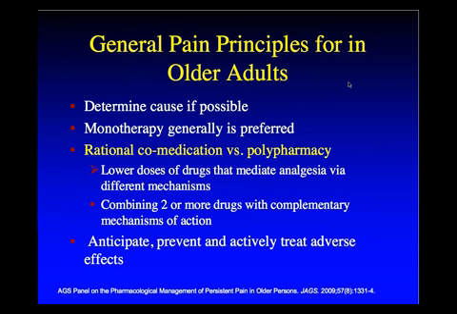Rational co-medication is really combining lower doses of drugs if monotherapy is not working, so that you can mediate pain relief through different mechanisms. They may have complementary mechanisms of action, like combining a non-steroidal anti-inflammatory drug, that class which has drugs like ibuprofen and naproxen that you can get over the counter, with a low dose of an opioid, for example. It could be hydrocodone, which is in Vicodin, could be oxycodone, could be a low dose of morphine, and that's what you're trying to do. And you're also trying to anticipate, prevent, and actively treat any adverse events that may be happening.